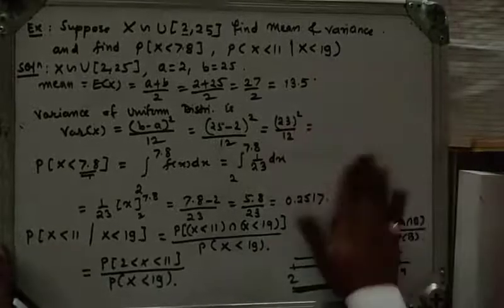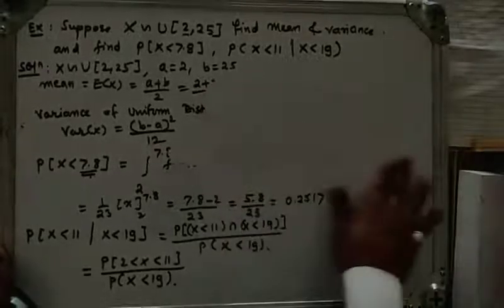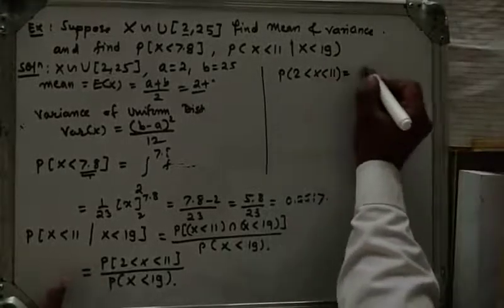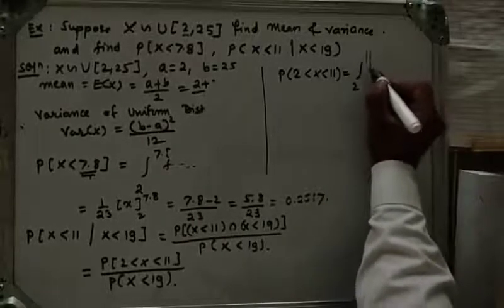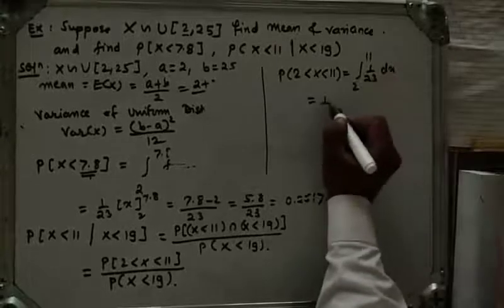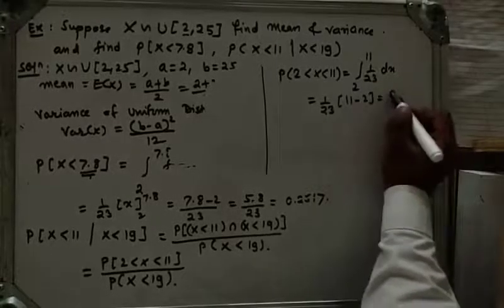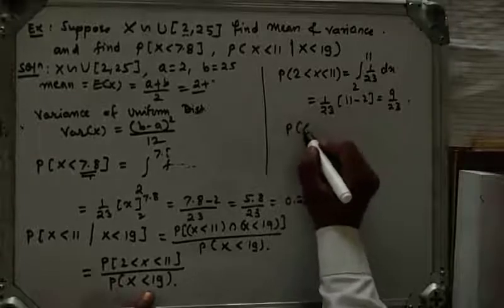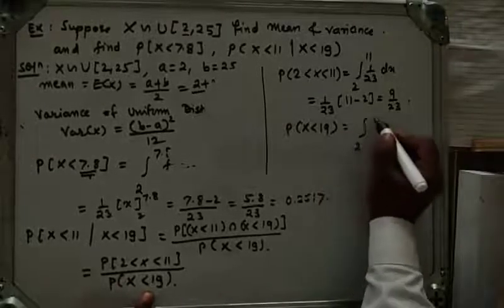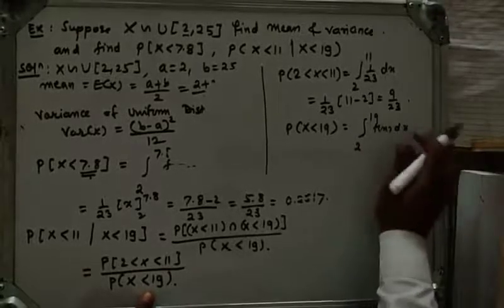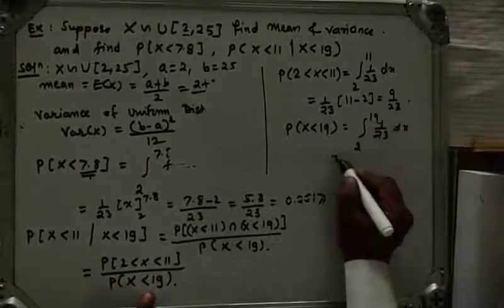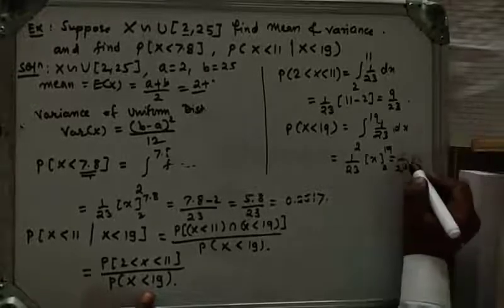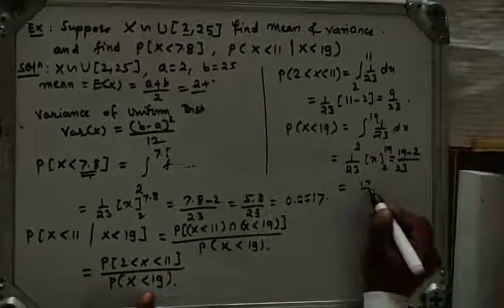To determine the probability of 2 less than x less than 11, it is the integration from 2 to 11 of f of x, which is 1 upon 23 dx. So 1 upon 23 into upper limit 11 minus 2 gives 9 by 23. And the probability of x less than 19: the lower limit is 2 and the upper limit is 19, so the integration of f of x dx, where f of x is 1 upon 23, is 1 upon 23 into x from 2 to 19, which is 1 upon 23 into (19 minus 2), which is 17 upon 23.